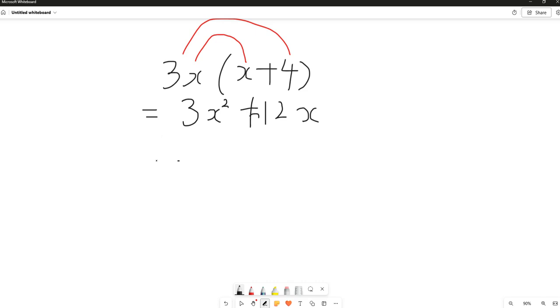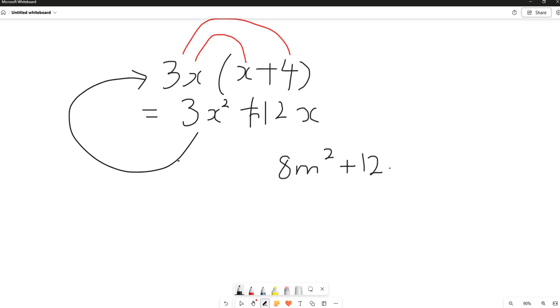We also have this factorization that you need to know, and the meaning of factorization is to convert it back to this, whereby I'm seeing all the brackets. So for instance, if I give you something like this, let me choose one question. Let's say I give you something like this: 8m squared plus 12m, for instance. We did that in class also.